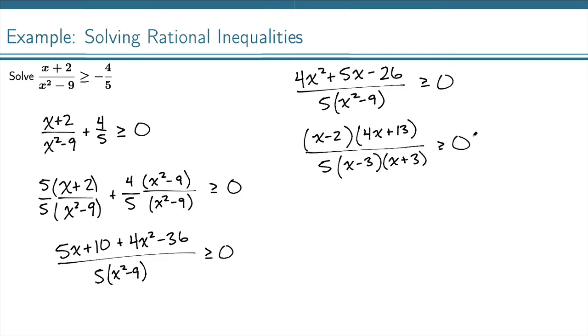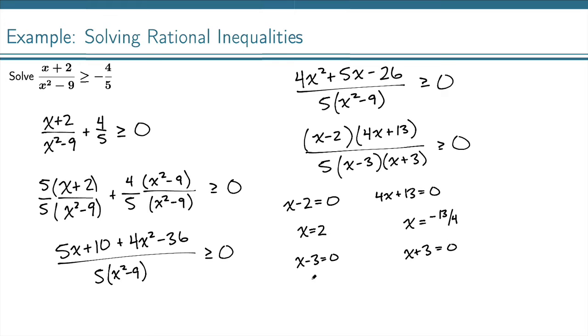Okay, so now we've got our completely factored form, so we can find the zeros of the numerator. Set x - 2 equal to 0 and 4x + 13 equal to 0. That gives us x = 2, and here if we subtract 13 and divide by 4, we get -13/4. And we find the zeros of the denominator as well. Set x - 3 equal to 0 and x + 3 equal to 0. And that gives us x = 3 and x = -3.